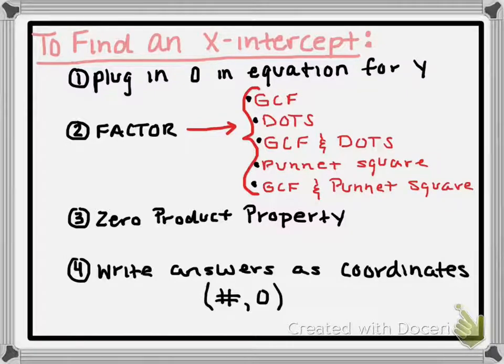Second step, you're going to factor, and there were 5 ways that we learned to factor: GCF, dots, GCF and dots, Punnett square, and GCF and Punnett square. Third step is our zero product property, which you guys learned last class. And then our fourth step is to write our answers as coordinates, which looks like your number that you find, comma, 0, because they're x-intercepts.